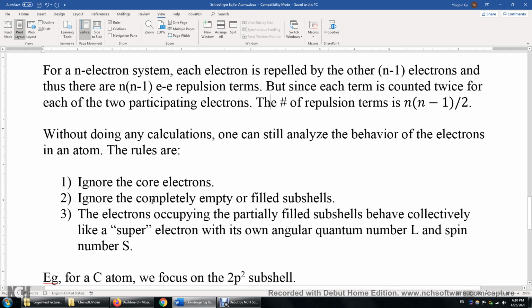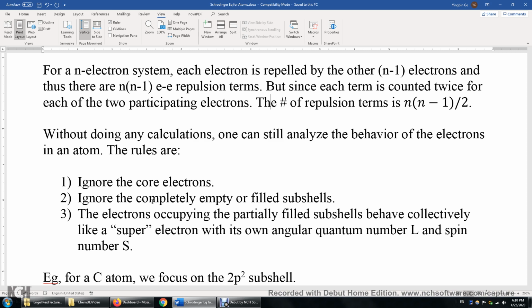Rule number 3. Now let's look at the electrons that occupy the partially filled subshells. For example, the 2 electrons in the 2p orbitals of carbon. These electrons behave collectively like a superelectron. We know that for a single electron we have angular quantum numbers. For the carbon atom, there are 2 electrons occupying the 2p orbitals, and the 2p orbitals correspond to L equals 1. L equals 0, 1, 2, 3 for SPDF orbitals.